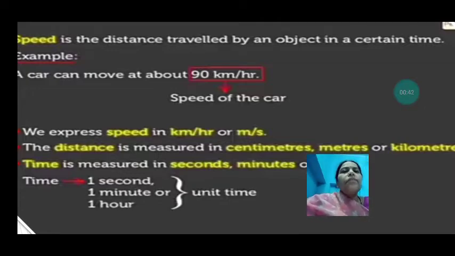Let us see an example. A car can move about 90 kilometer per hour. So what is the speed of the car? We can calculate the speed of the car over here. The speed of the car is 90 kilometer per hour. The distance traveled by the car is 90 kilometer in 1 hour, and that becomes the speed of the car.